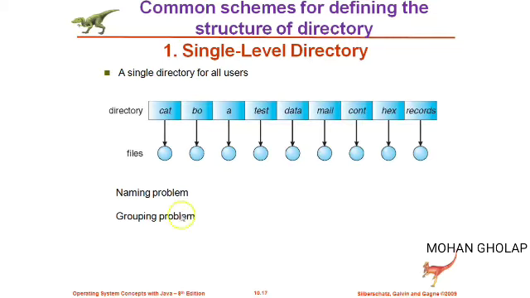The next one is the grouping problem. Grouping problem means, as we saw here, all the files for all the users are present in the same single directory, but there may be a requirement of having a separate directory or separate groups for a particular user, because we don't know how many files will be there for a particular user. Some users will have a limited number of files, some users may have several files. So in order to have a group of files for a particular user, we should have some other type of scheme. It is not possible here, so that is the grouping problem.